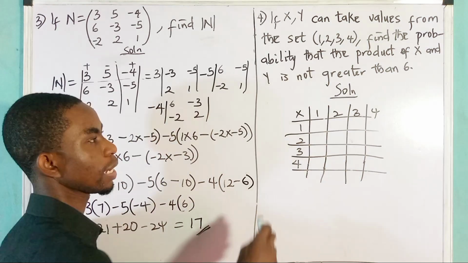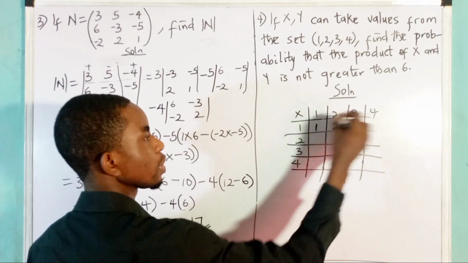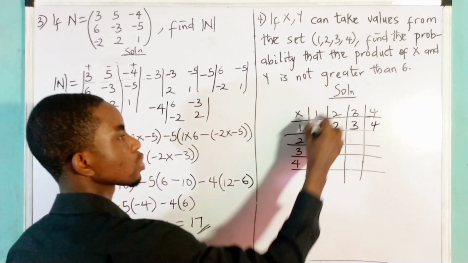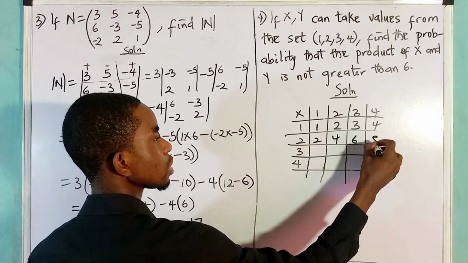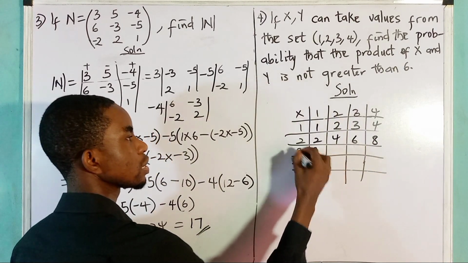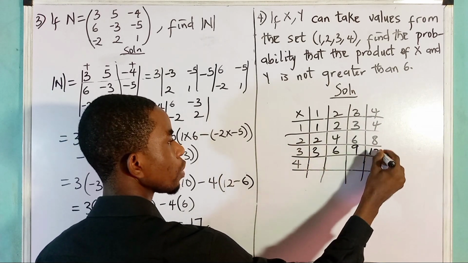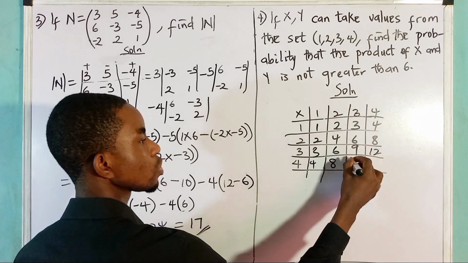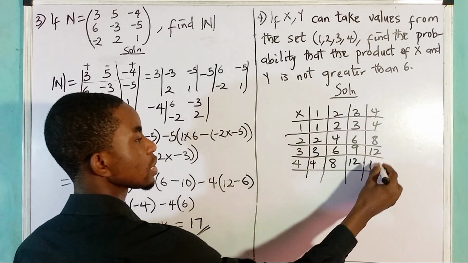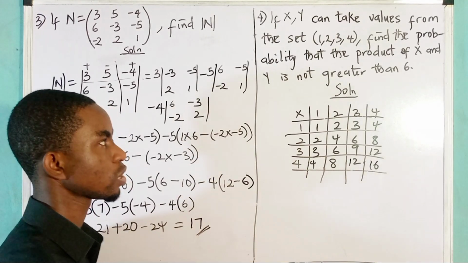Then we begin to multiply. 1 times 1 is 1, 1 times 2 is 2, 1 times 3 is 3, 1 times 4 is 4, 2 times 1 is 2, 2 times 2 is 4, 2 times 3 is 6, and this is 8. 3 times 1 is 3, 3 times 2 is 6, 3 times 3 is 9, 3 times 4 is 12, 4 times 1 is 4, 4 times 2 is 8, 4 times 3 is 12, and 4 times 4 is 16. How many of them are less than or equal to 6?